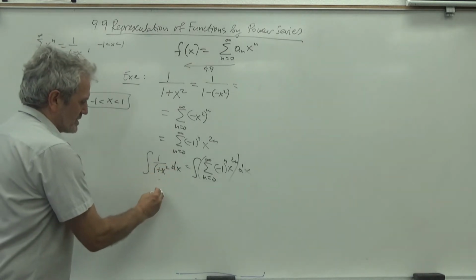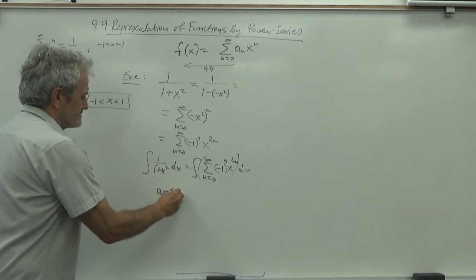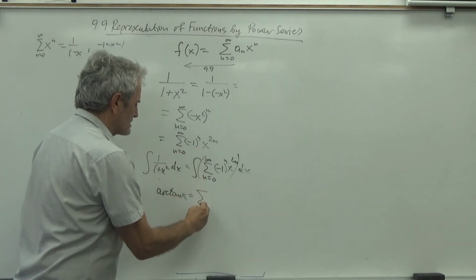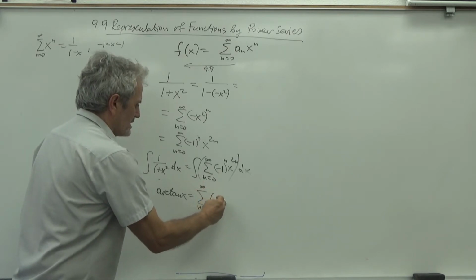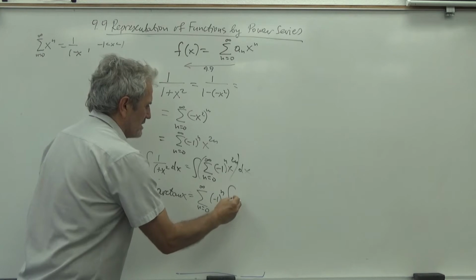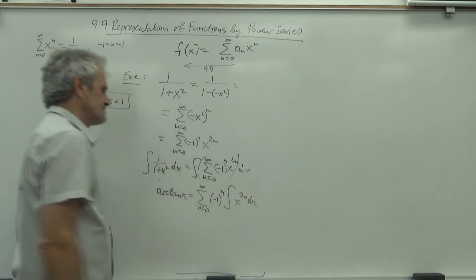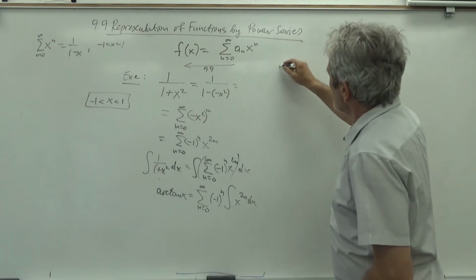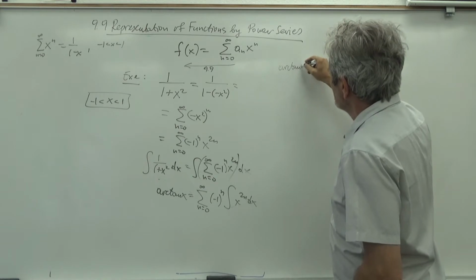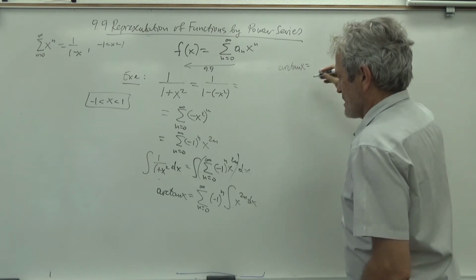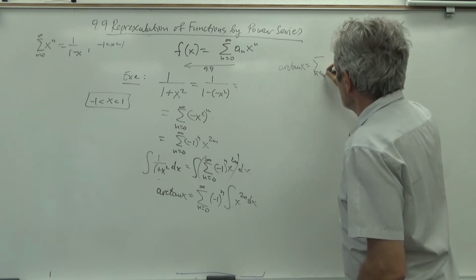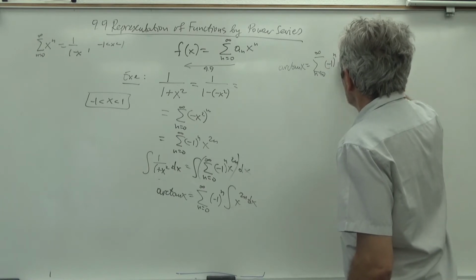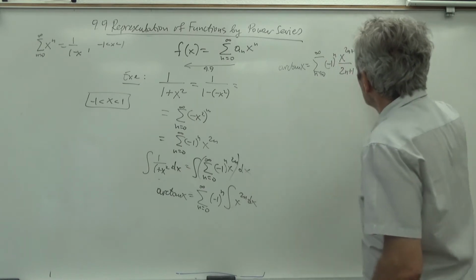Integral 1 over 1 plus x squared, we know that that's arctan x. Equals. Now we will integrate member by member. Sum n goes 0 to infinity, negative 1 to the n, integral of x to the 2n dx. So this will give us that arctan of x equals sum n goes 0 to infinity, negative 1 to the n, x to the 2n plus 1 over 2n plus 1, and then plus c.